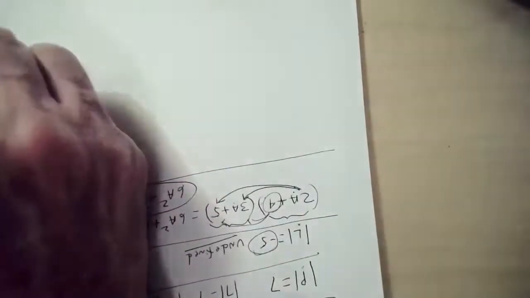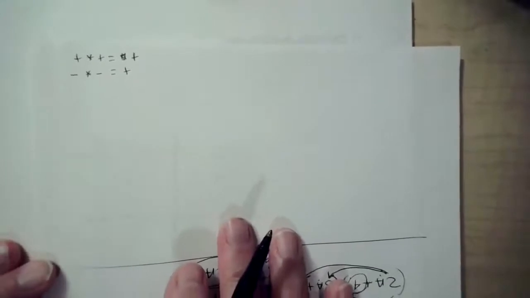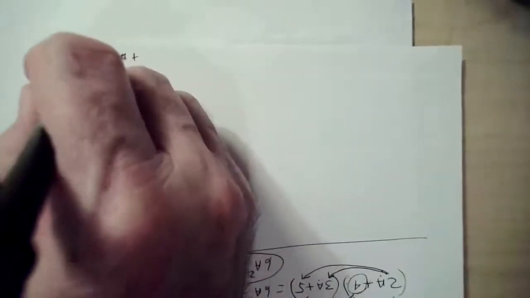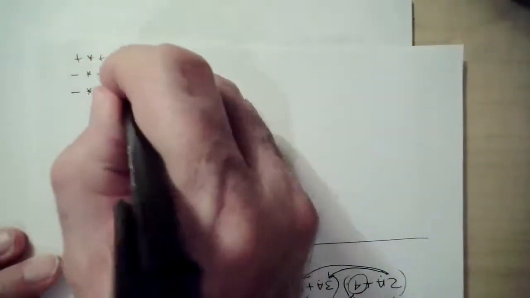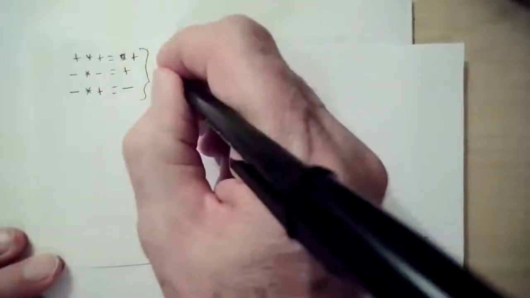Now, remember, a positive times a positive number is a positive number. A negative times a negative is also a positive. These rules are the same for multiplication and division. And if the signs are different, a negative times a positive, or vice versa, that's going to equal a negative. This is for multiplication or division, either one.